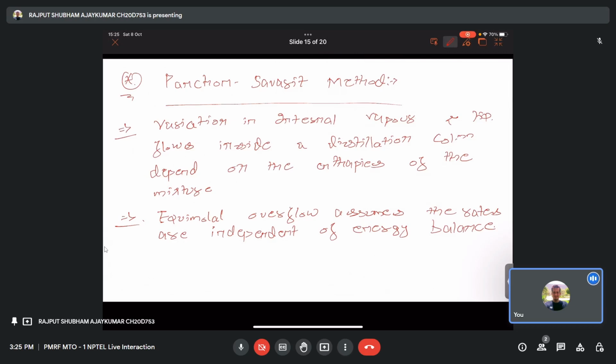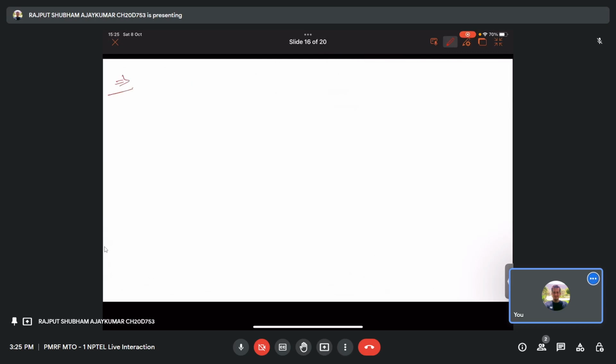So it is a more rigorous method and it's free from the assumption of constant molar overflow. So this is one more thing: it is more rigorous compared to the McCabe-Thiele method, free from the assumption of constant molar overflow that we considered in the McCabe-Thiele method.